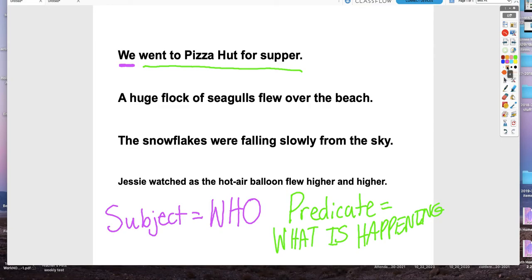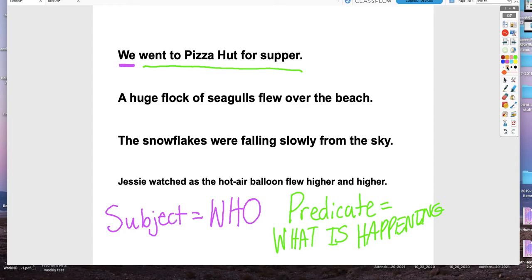All right, our next sentence. A huge flock of seagulls flew over the beach. Oh, the beach. Oh, hold on, I'm going there for a second. Okay, I'm back. All right. A huge flock of seagulls flew over the beach. Angelina, what's my subject in that sentence? The big. That's all, folks. I will read the sentence again. Here we go. A huge flock of seagulls flew over the beach.